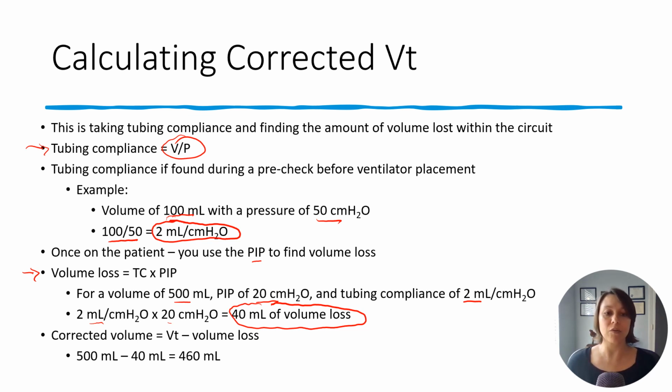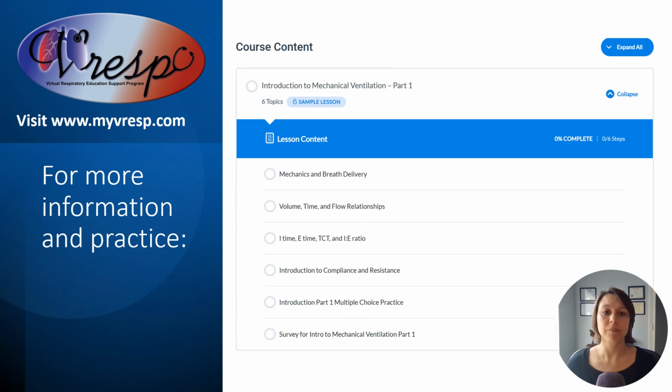So our corrected tidal volume is taking the volume that we have and subtracting out how much loss there was. So if we have a tidal volume of 500 mLs and we subtract 40, we will get a corrected tidal volume of 460 mLs.